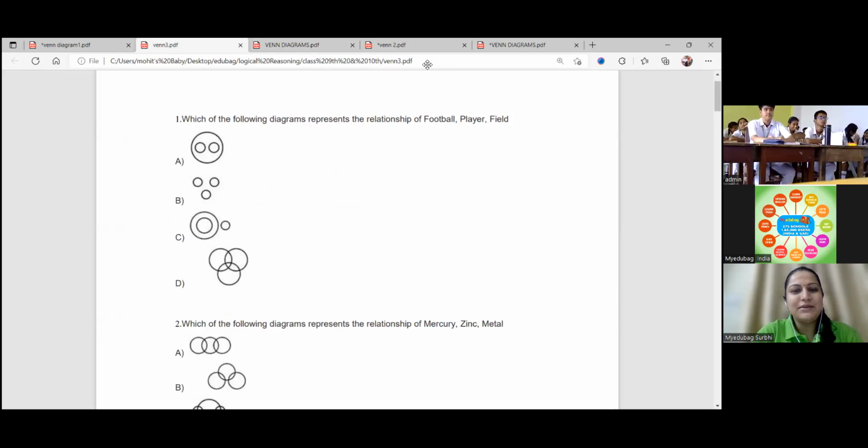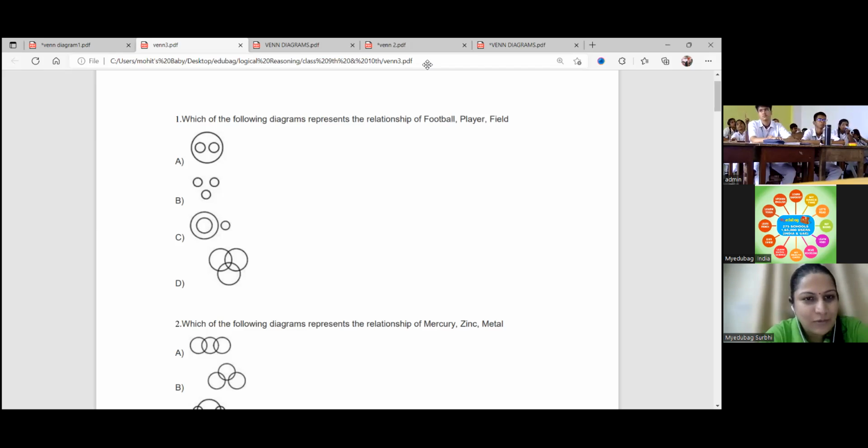Okay. Now the last worksheet. Which of the following diagrams represents the relationship of football player and field? A. And some are saying 4. 3. I need one answer, please. One, one, two, one. Answer is the first one.